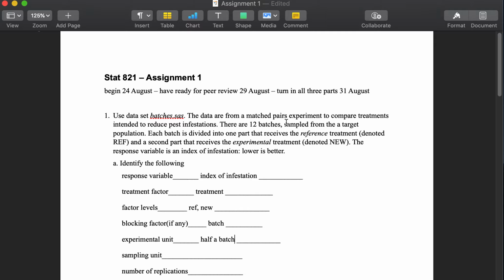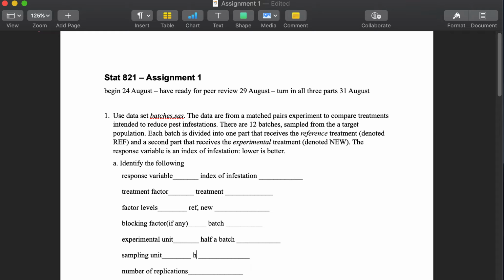because each batch is divided into two parts. One part receives the reference treatment and the second part receives the experimental treatment. Now, experimental unit, this is the smallest subset of your experiment that receives a uniform treatment. In our case, that's half a batch. In the case of strawberries, imagine we're spraying fertilizer over a patch of strawberries. In that case, a patch would be your experimental unit because the strawberries in each patch got the same spray. And it would be difficult to be consistent with how much you spray the strawberries.